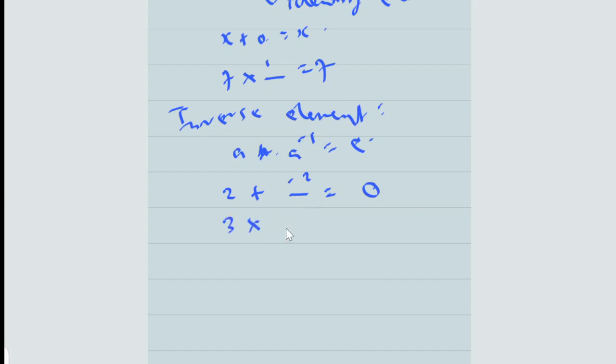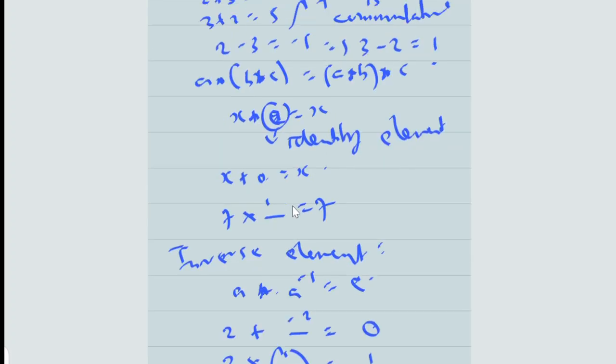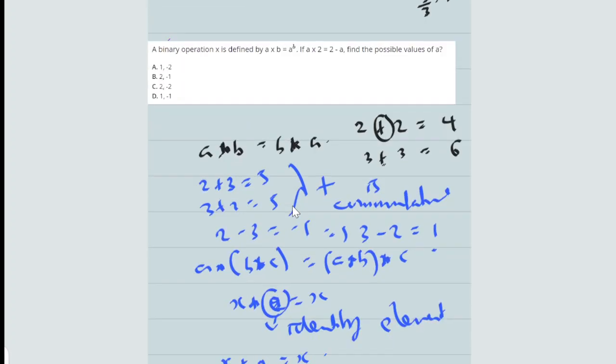Likewise, what are you going to multiply by 3 to give you 1, which is the identity element under multiplication? That is 1 over 3. Then we say 1 over 3 is the inverse of 3. Okay, now let us go to our questions, if you understand.